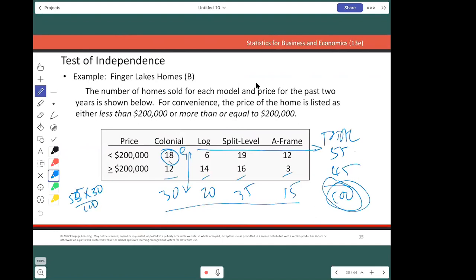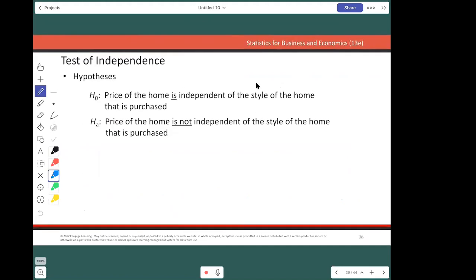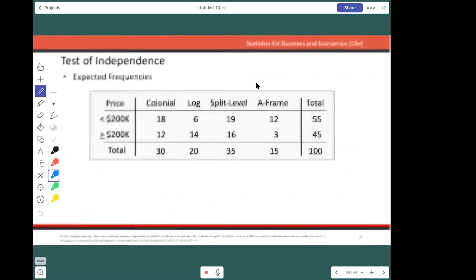The next one here would be 45 times 30 over 100, etc., etc. Once we calculate all of those, those are our expected frequencies, and then we use that formula to find the chi-squared. So here's the setup. Price of home is independent of the style of the home. Price of home is not independent of the style of the home.